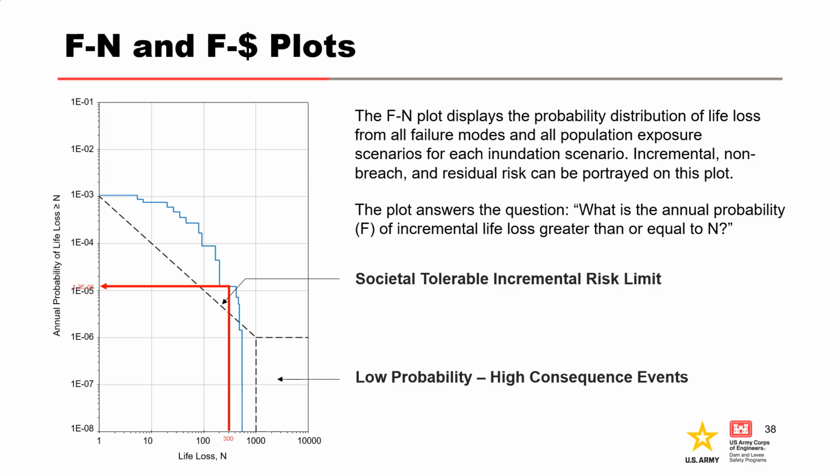To use it, pick your incremental life loss magnitude of interest. Draw a line straight up until you reach the curve, then draw a horizontal line to the y-axis to get the annual probability of having at least that number of fatalities. For this example, the estimated annual probability of 300 or more fatalities due to dam failure is about 1.2 times 10 to the minus 5.